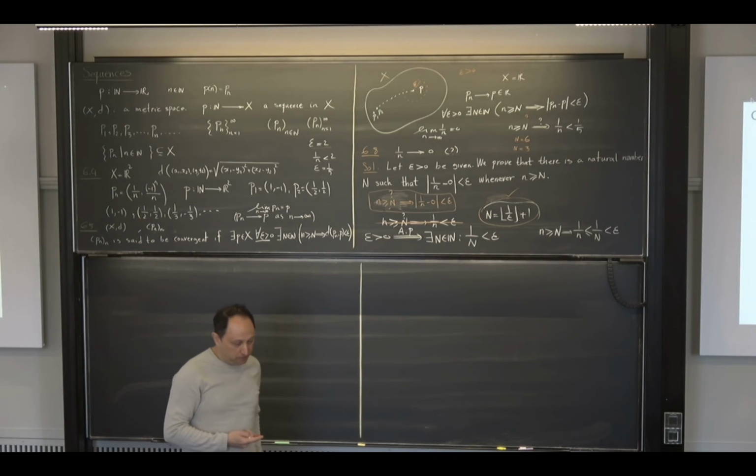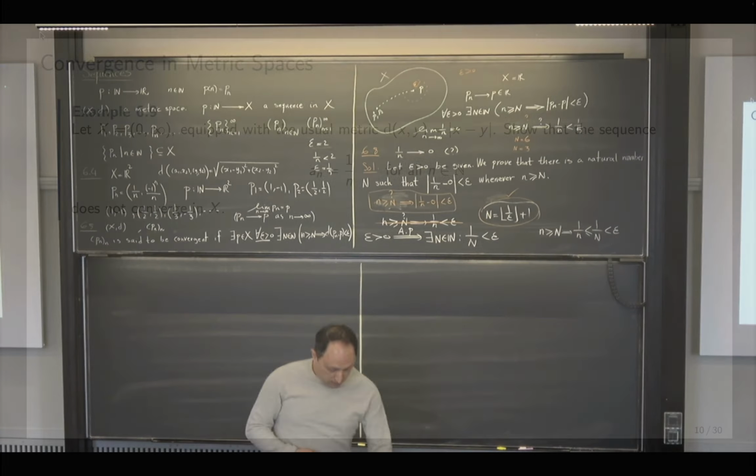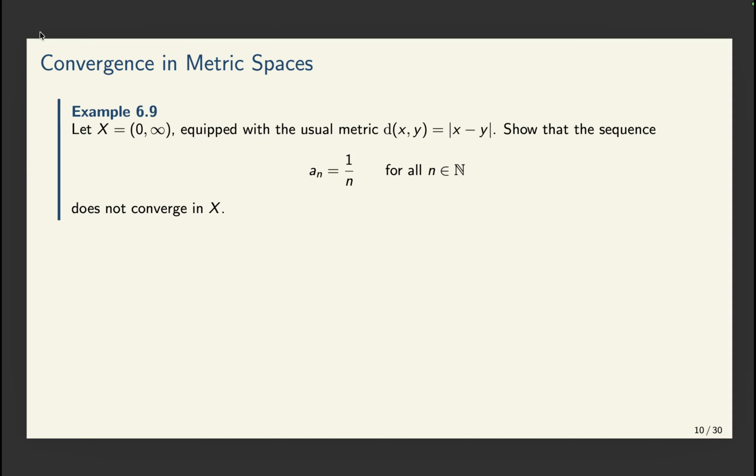So this one, I have changed the underlying set from the set of real numbers to the set of the open interval from 0 to infinity. Okay, so what do I have? I have example 6.9. So the metric is the same, so everything is the same, but the set has changed.